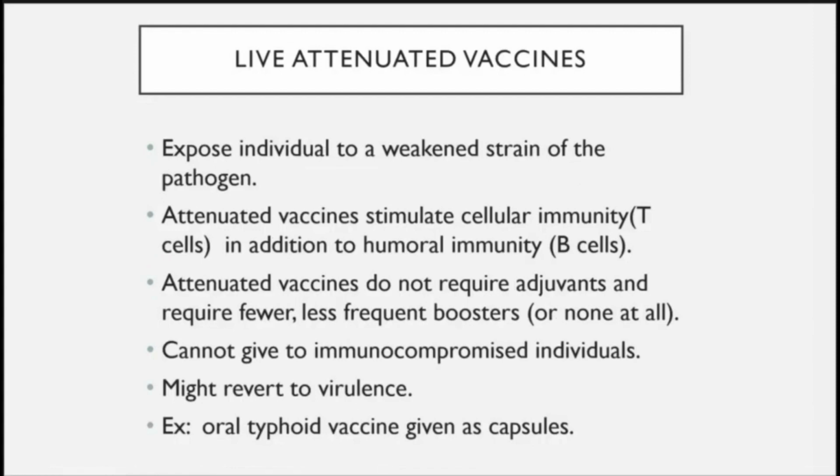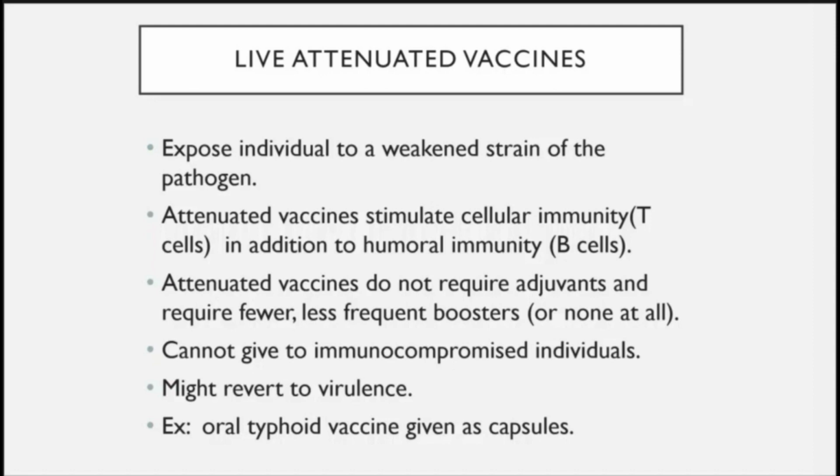The way in which the antigens are presented in vaccinations can come in different forms, one of which is called live attenuated vaccines, where an individual or patient is exposed to an active pathogen but a weakened strain of it. These types of vaccines work really well in that they stimulate the cellular immunity, or the T cells, in addition to the humoral immunity, the B cells.